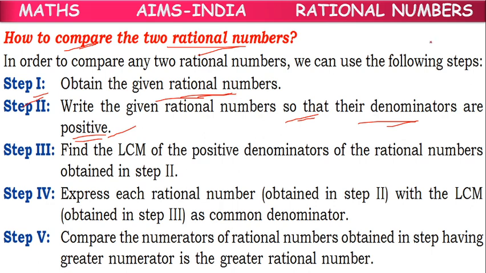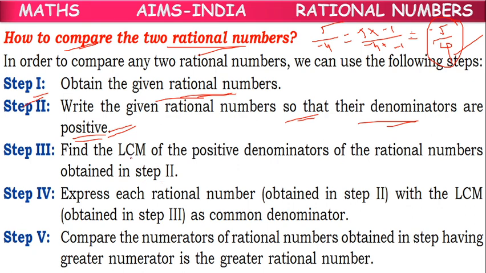Already we have discussed. So if we have 5 by -4, what to do? So 5 into -1 by -4 into -1. We can write like this, which equals -5 by 4. Like this, we have to convert the denominator to positive. That is one thing. Step 2.